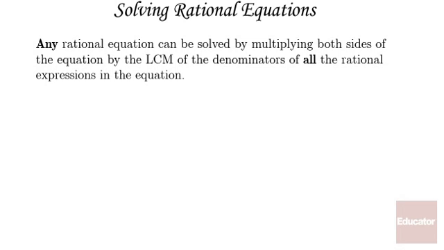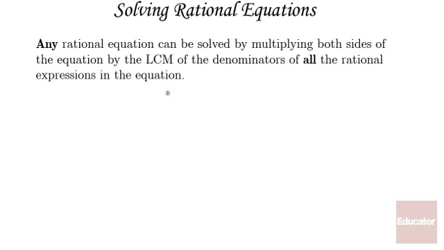That's one situation. In other situations, you have additional terms, you have more than just a single rational expression on either side of the equation. Any rational equation can be solved using this method. The method that I'm going to show you that allows you to solve any rational equation is multiplying both sides of the equation by the LCM of the denominators of all the rational expressions in the equation. This will allow you to get rid of the fractions.